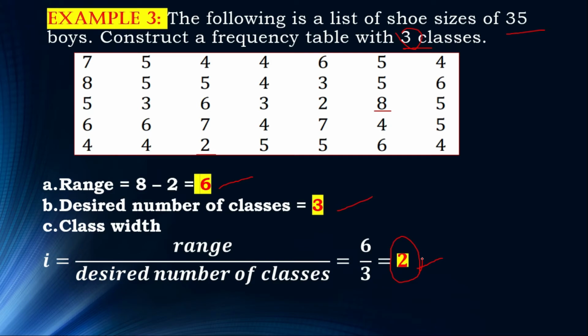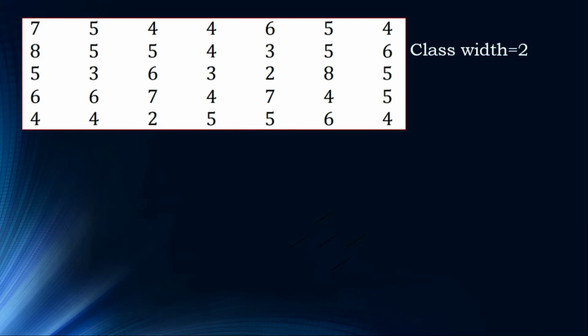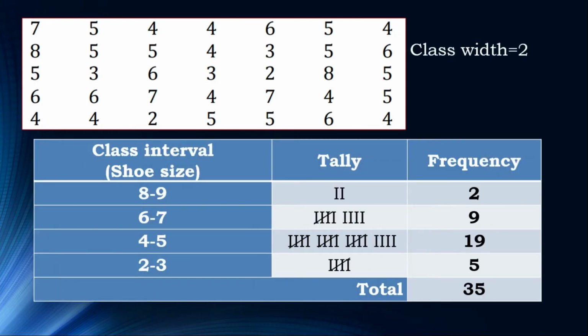Ngayon, since na-identify na natin yung range, desired number of classes, at yung class width na napaka-importante, ready na tayong gumawa ng ating frequency table. Pero syempre, magbibilang tayo ulit. Okay, class width is 2.